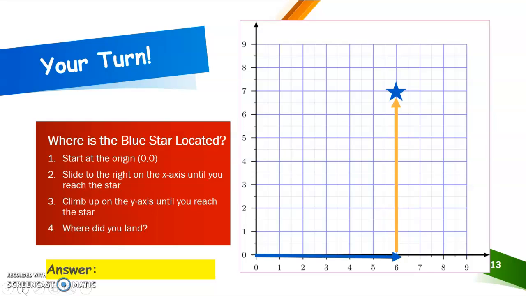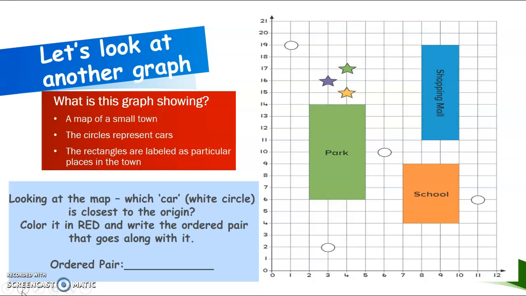And where did we land? Hopefully you are thinking about the pair 6, 7. Okay, and that's really what we're doing here. We're just sliding and climbing, sliding and climbing. So let's look at this graph.